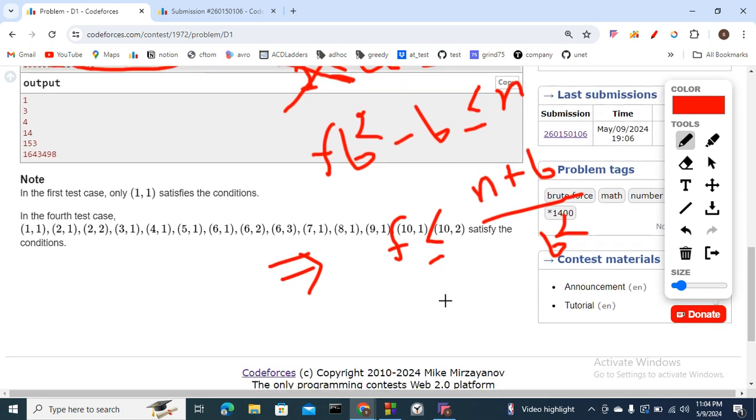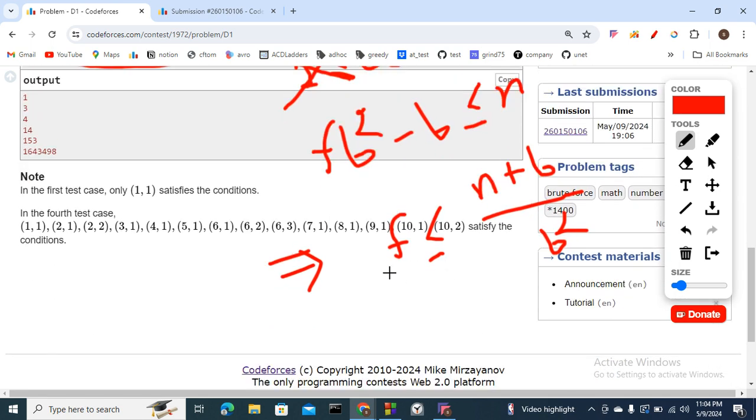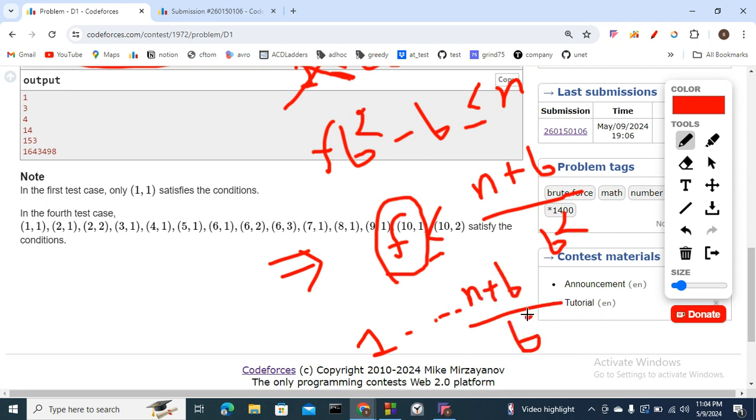Now, for every value of f from 1 till (n plus b) by b square, we get a valid a. So for every b, this count is added to the answer.